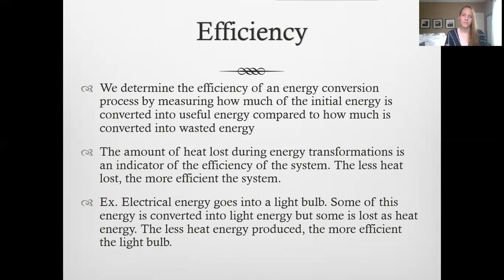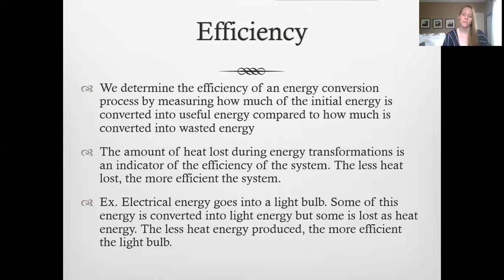When we're talking about efficiency, we're talking about how well a system can convert one form of energy into a useful form of energy. So essentially, the less wasted or useless energy that's produced, the more efficient a system is. The more heat that is lost during an energy transformation, the less efficient a system is.